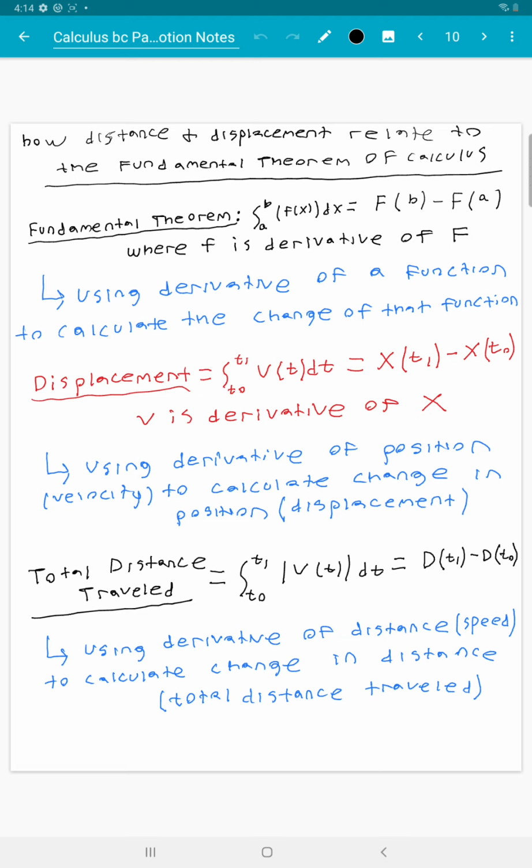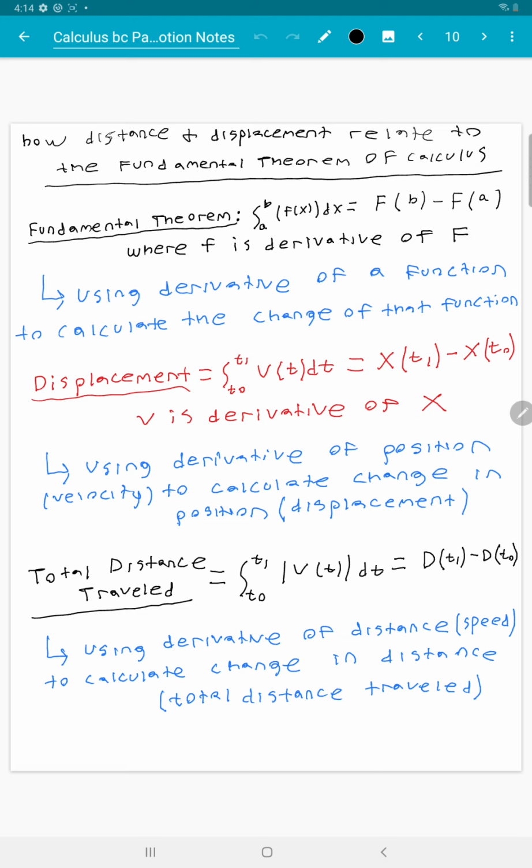So now let's think about distance and displacement in relation to the fundamental theorem of calculus, which I was talking a lot about in my last two videos. As we know, the fundamental theorem of calculus says that the integral of lowercase f of x from a to b dx equals capital F of b minus capital F of a, where lowercase f is the derivative of capital F. We're using that derivative to calculate the change of that function.